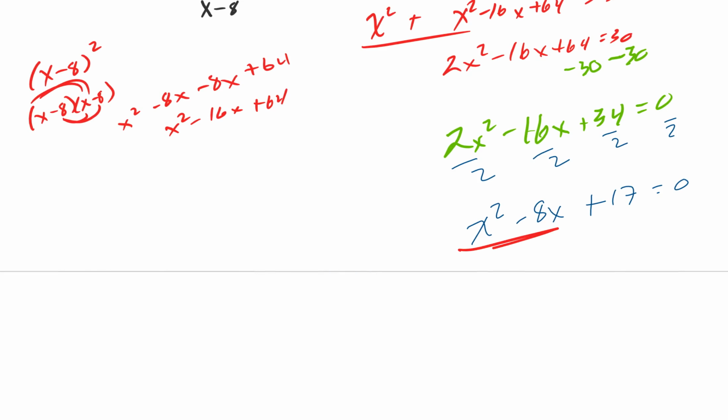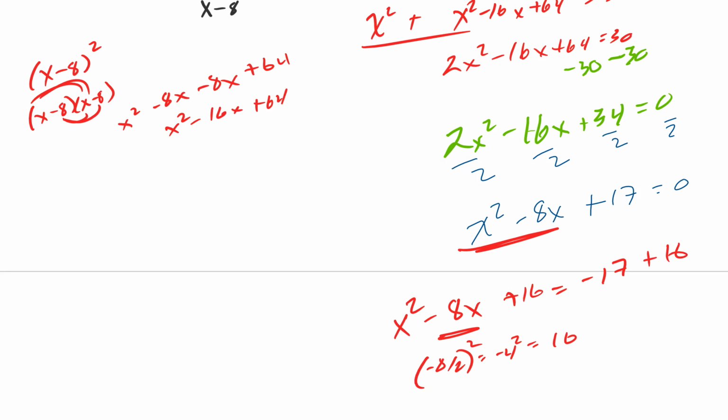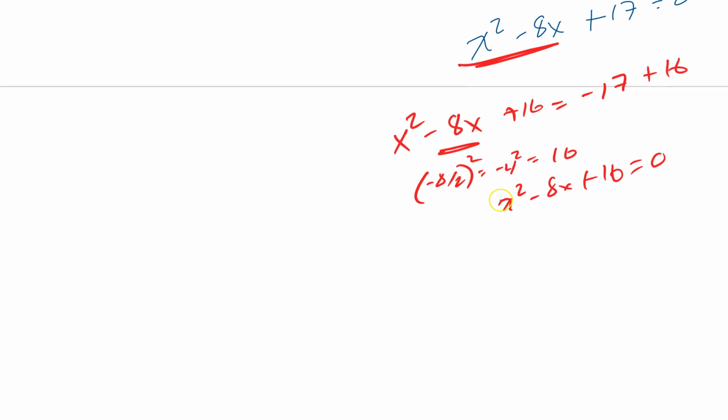So I'm going to complete the square. Move this to get this by itself. X squared minus 8x equals negative 17. And then we're going to take the middle term, divide it by 2 and square it. So 16. I'm going to add 16 to this side. I got to add 16 to that side. So I get x squared minus 8x plus 16 equals, sorry, 1, negative 1. What was I thinking?